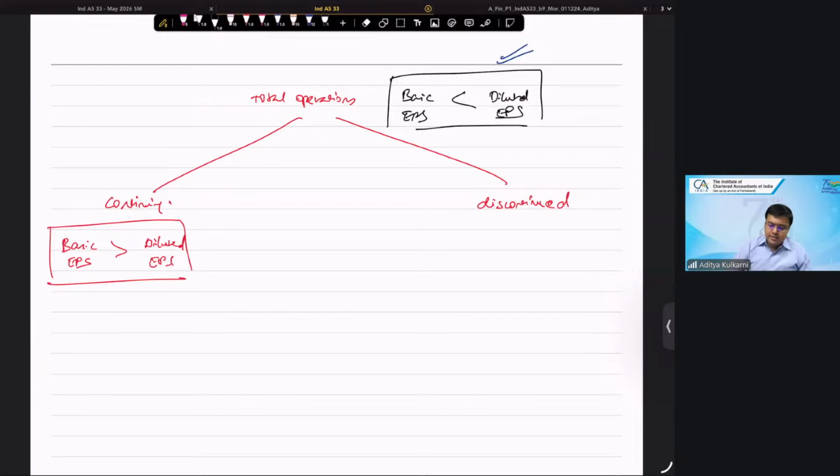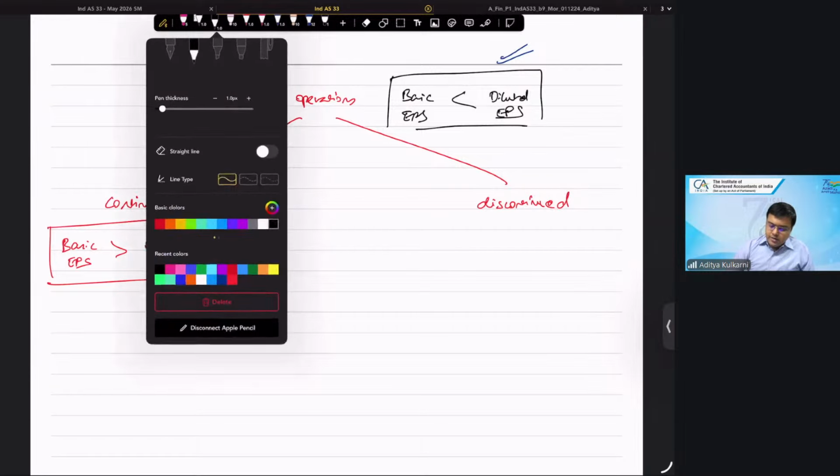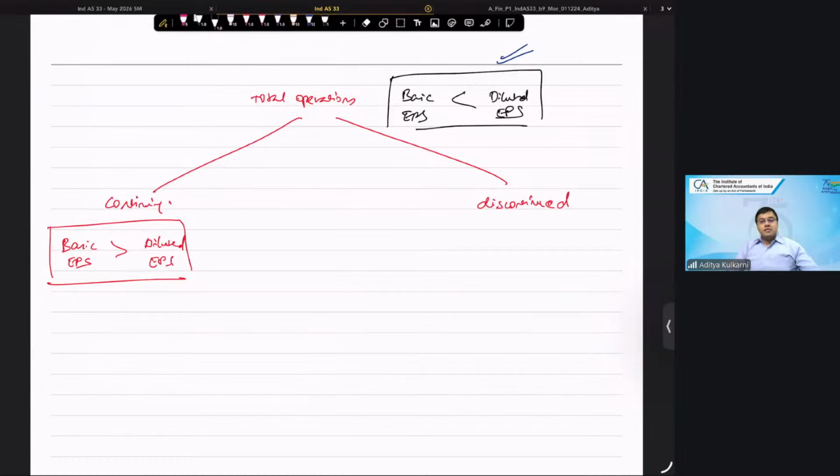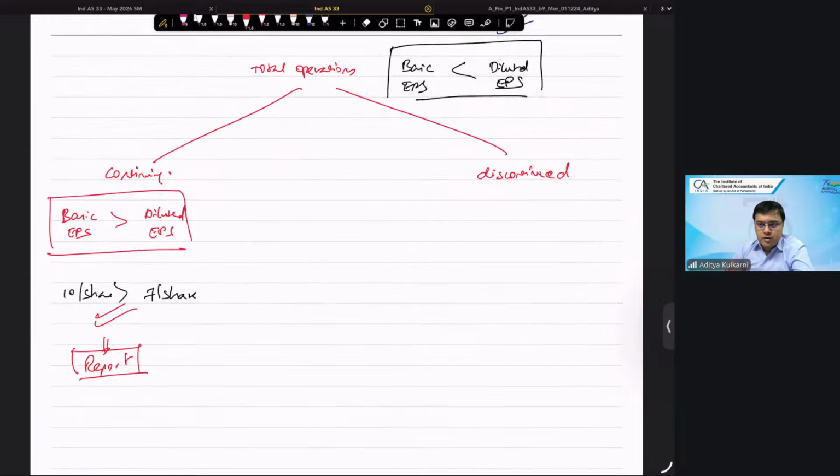Okay. Sometimes I'll give you some numbers. I don't want to do the question because that question is too long to explain. Sometimes it is possible that my basic EPS is 10 rupees per share and my diluted EPS is 7 rupees per share. So basic is more than diluted for continuing operations. You can report this. No problem. This part you understood?